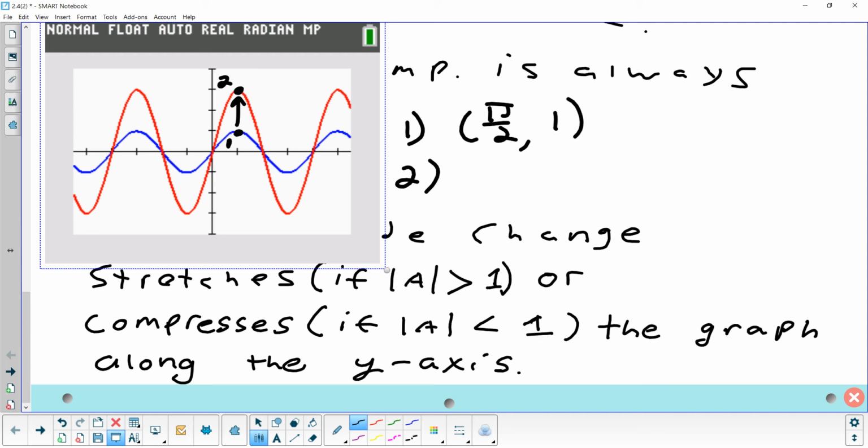Well, what value didn't change in the coordinate? Yeah. X. The x. It's still pi over 2. But now it's at 3. So you can see for today, the x's stay the same. When you do an amplitude change, there's no left and right movement. It's all up and down. All right. Any question on that?